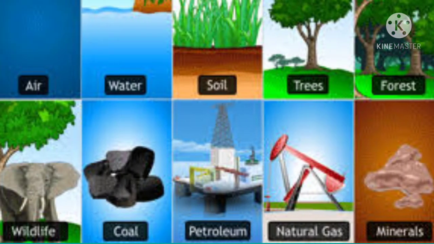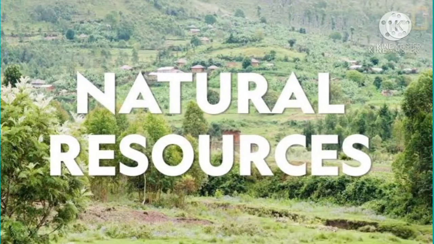Now, examples of natural resources are air, water, soil, trees, forest, wildlife animals, coal, these are minerals, petroleum, natural gas, and other forms of minerals like gemstones. Then we have crude oil, which petroleum is made from.